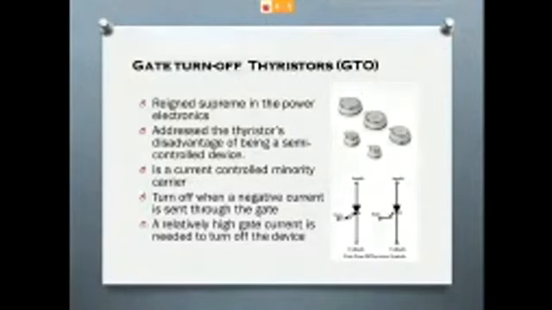So this is a current controlled minority carrier device. And this also is a 3-terminal device, and it has an anode, cathode and a gate. And this turns off when negative current is sent through the gate. So when a negative current is sent through the gate, this causes a reversal of gate current. A relatively high gate current is needed to turn off this device. And also this behaves like a thyristor with very low on-state voltage drop.